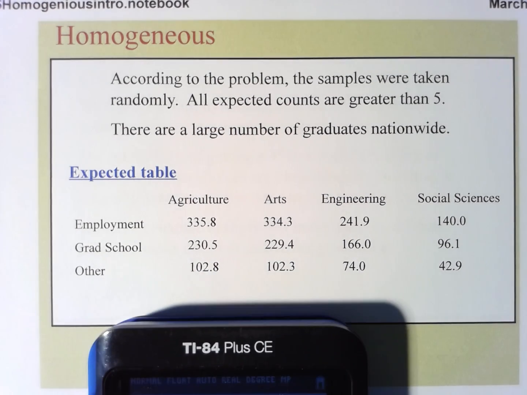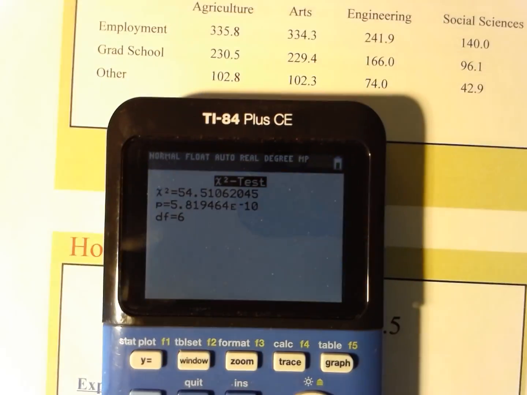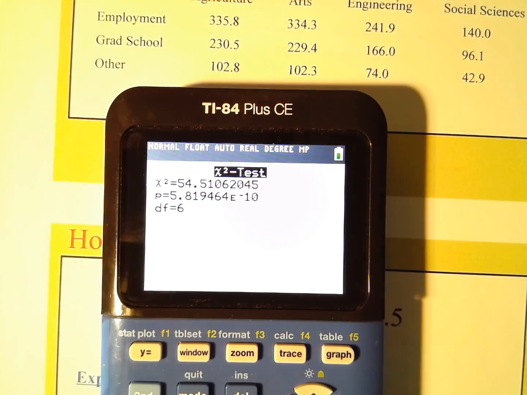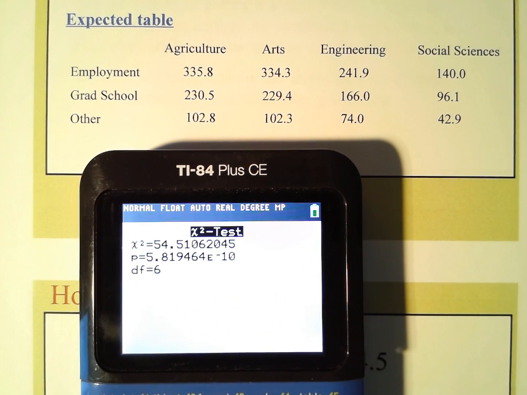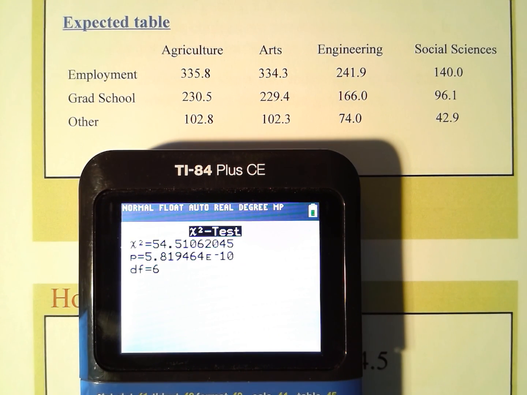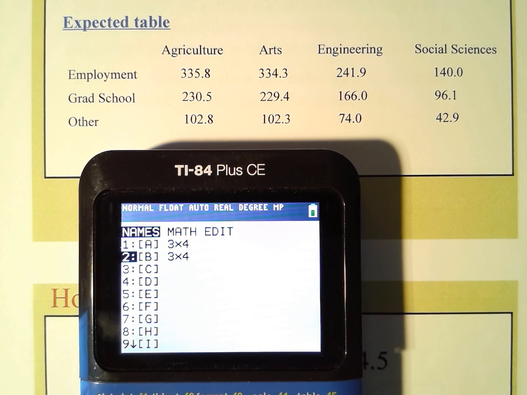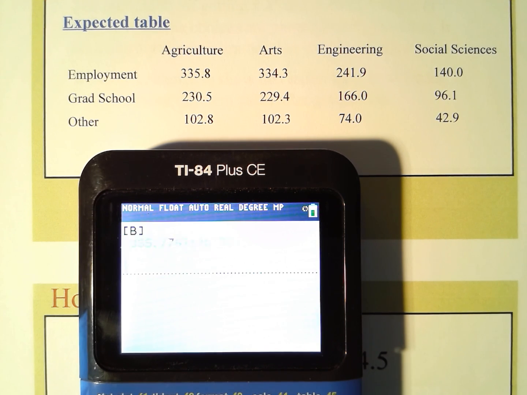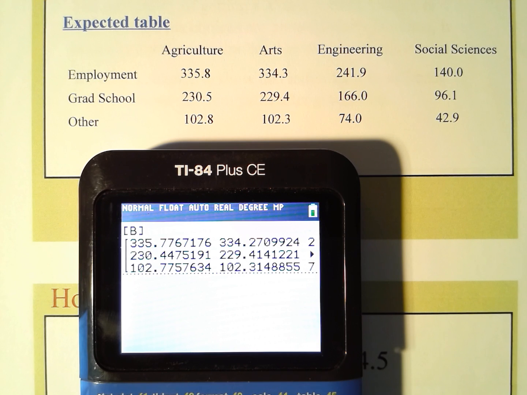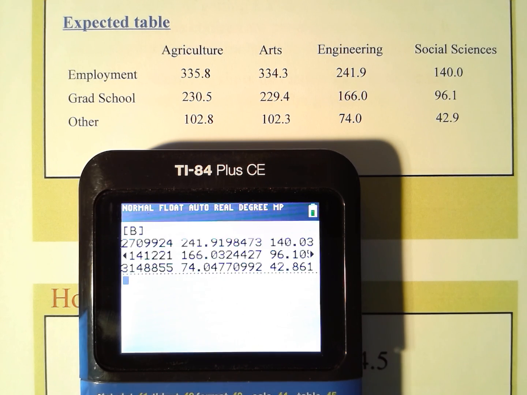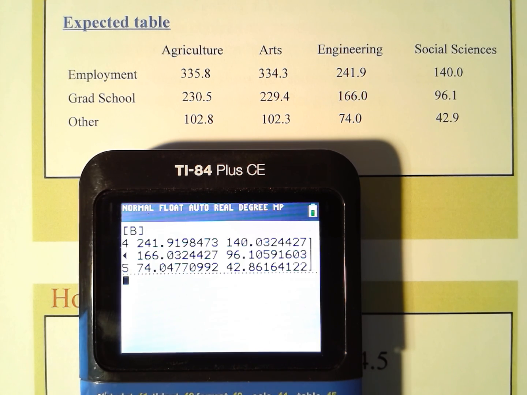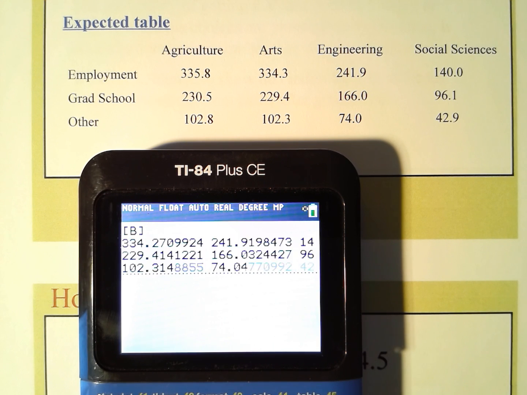How do we find our expected table again? Let's go ahead and take a look at that again. Right? We find our expected table. Where did we put it? We put it in B, right? So I'm going to hit second matrix. I'm going to pull up B, and I'm going to take a look at it. And there it is. Notice 335.8. I can scan across, right? And I have all the values, and they are the same in my expected table. All right?